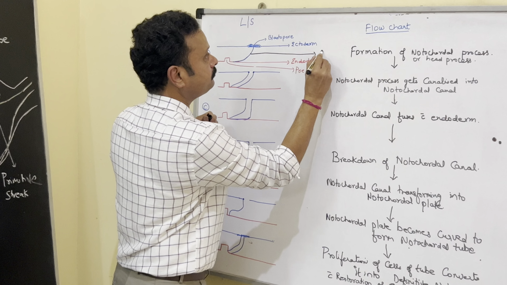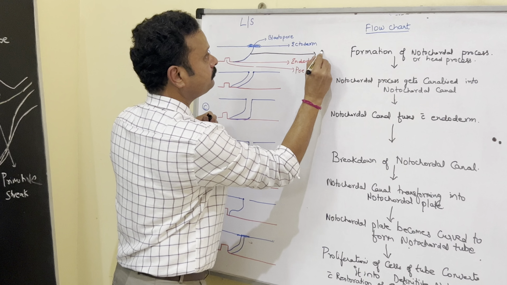Coming to the next one, functions. What are the functions of notochord? Number one, it forms the central axis of the embryo. Number two, it acts like a secondary organizer and induces the formation of the neural tube. So without notochord, there is no nervous system. It acts like a secondary organizer and induces the formation of the neural tube.